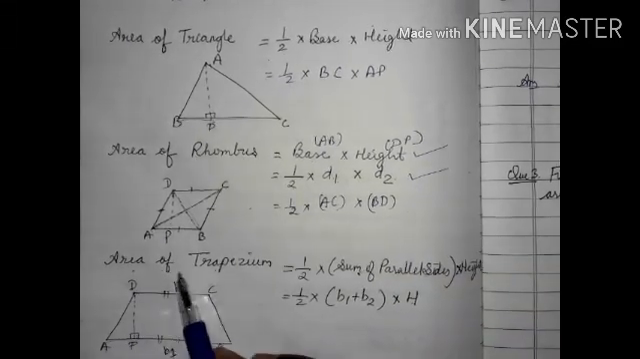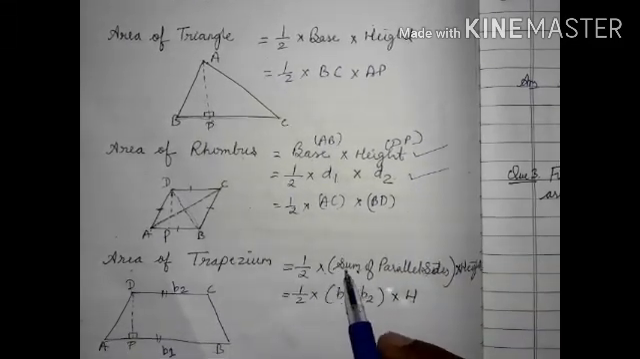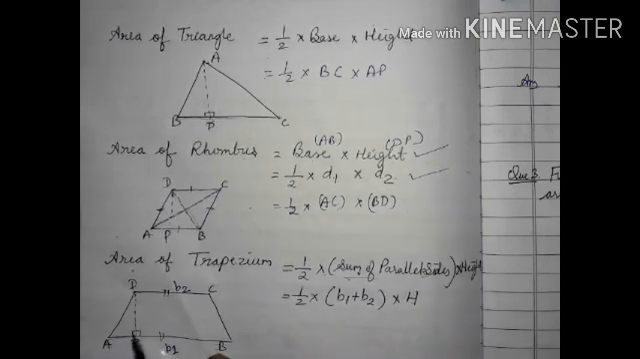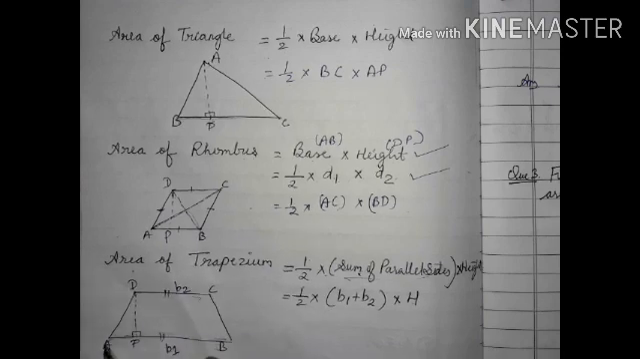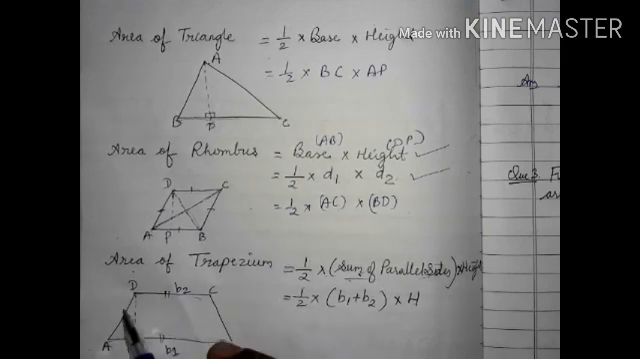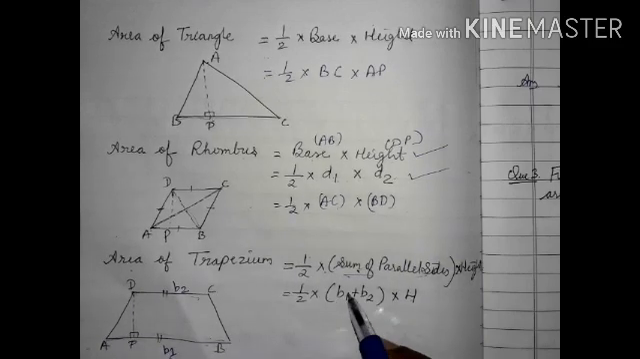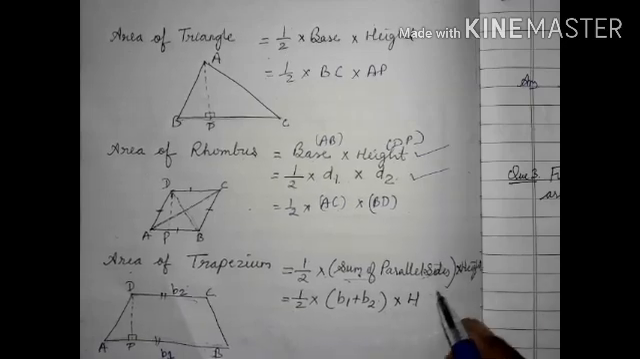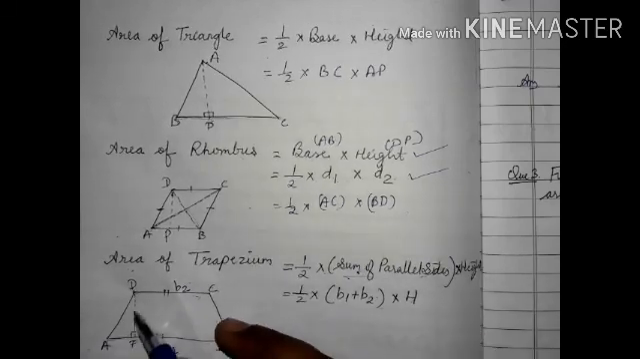Now area of trapezium is equal to half into sum of parallel sides into height. Sum of parallel sides, because only one pair of sides is parallel. So AB is the first side and DC is the second side. So here we have to take half into B1 plus B2. This is B1 and this is B2, into height, which is H. H means DB.